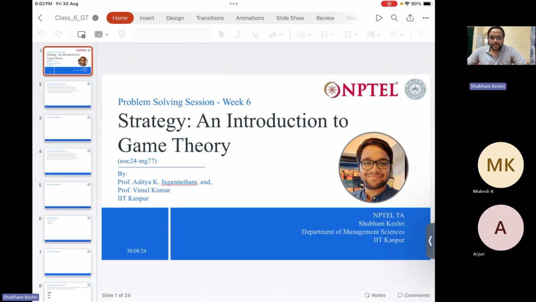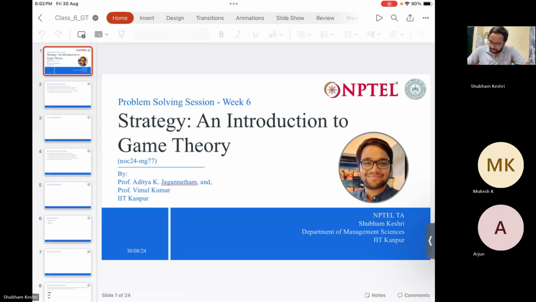How this problem solving session will proceed is we will solve problems, and through those problems we'll try to understand the concepts behind them. If you have any doubt, you can just unmute yourself because you'll not be able to access the chat button in this meeting. So please don't hesitate to unmute and speak.